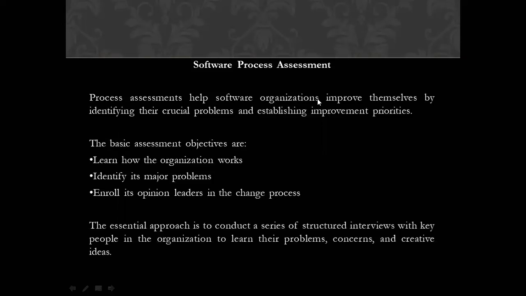Now, there are some terms that you have to remember in software process assessment, apart from these basic assessment objectives. Three objectives we have discussed, but apart from these, there are three terms that you have to remember. Sometimes it can also come in your exam as the phases of software process assessment. So there are three terms or three phases: first one is preparation, second one is assessment, and third one is recommendations.